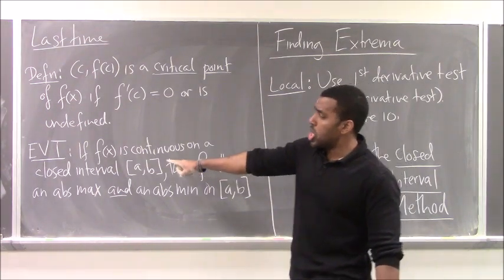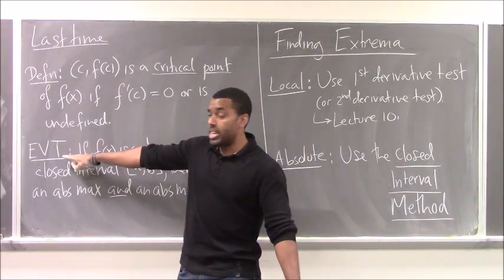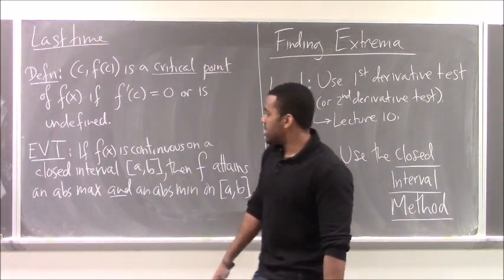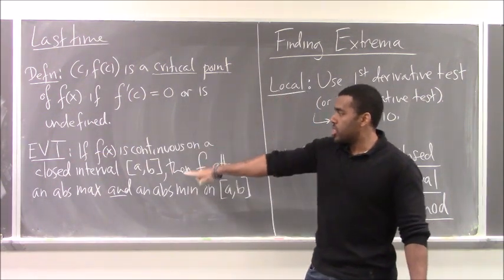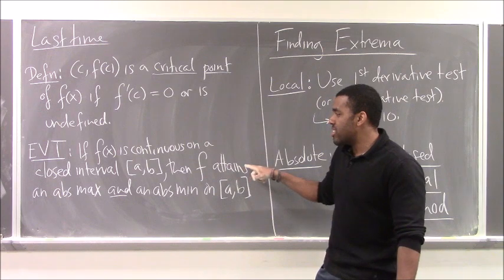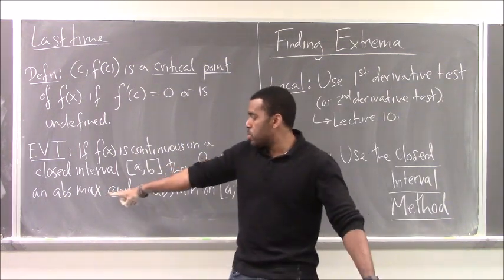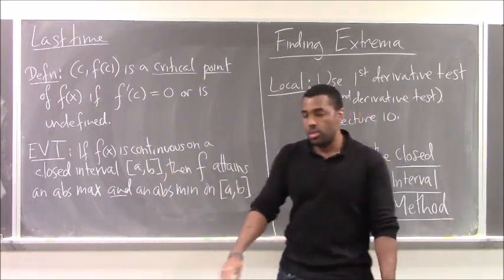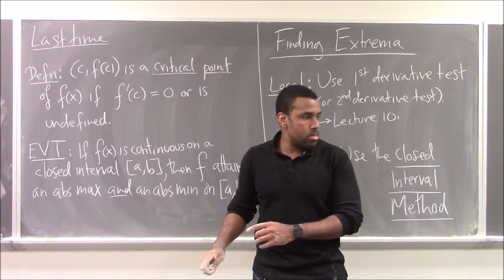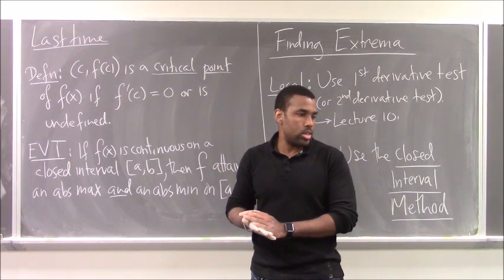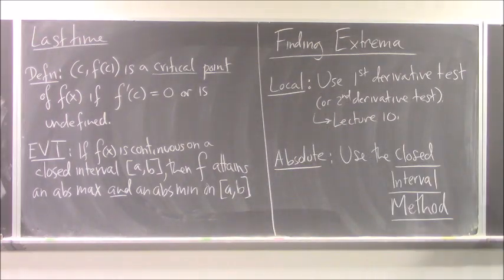We also saw the EVT, the extreme value theorem, which basically says if you have a continuous function on a closed interval, then it is guaranteed to attain its absolute max and min on that interval. And in fact, me actually reading that reminds me of a question that came from our viewers.